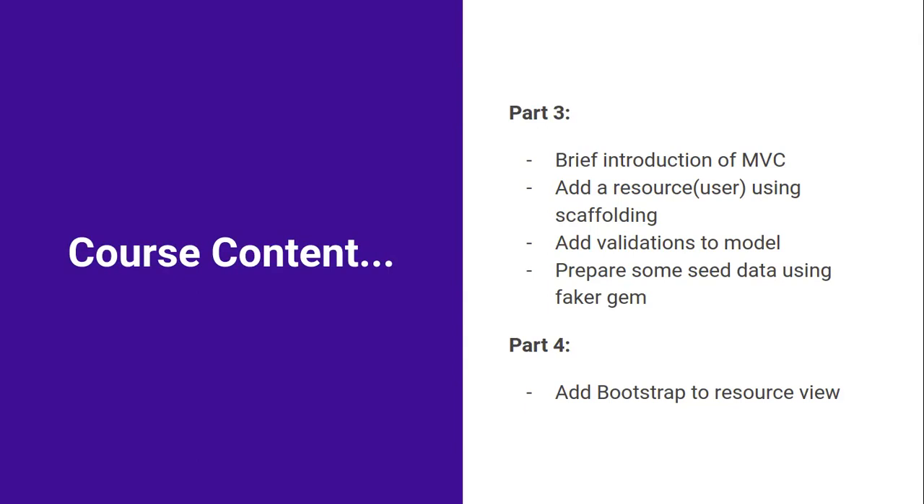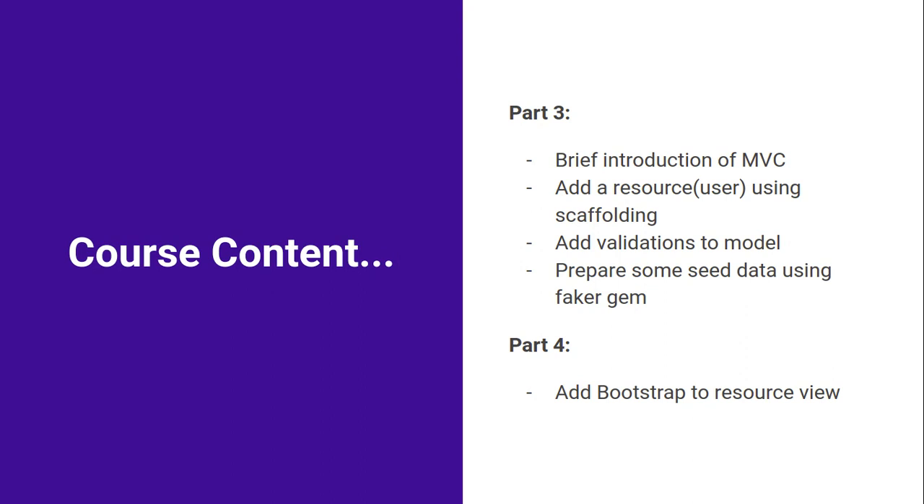In the third part, we will cover four items. The first item is a brief introduction of MVC, where we will see what MVC is and how MVC works. As the second item, we will learn scaffolding and then we will create a resource using scaffolding, and we make our resource as username. And as a third item, we will add validation to the model. We will add different validations to the attributes of the user model.